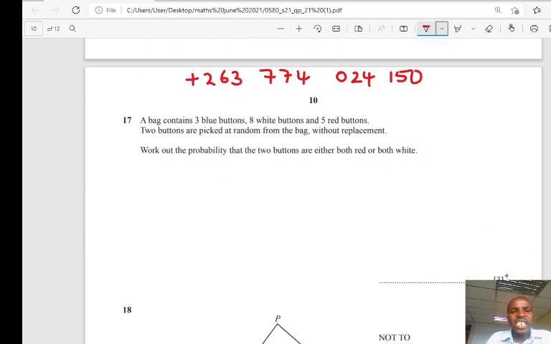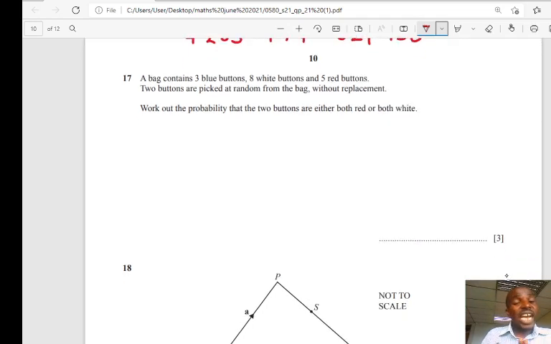Done. Next, question 17. A bag contains 3 blue buttons, 8 white buttons, and 5 red buttons. 2 buttons are picked at random from the bag without replacement. Work out the probability that the 2 buttons are either both red or both white. Both red or both white, these are 2 cases, right?